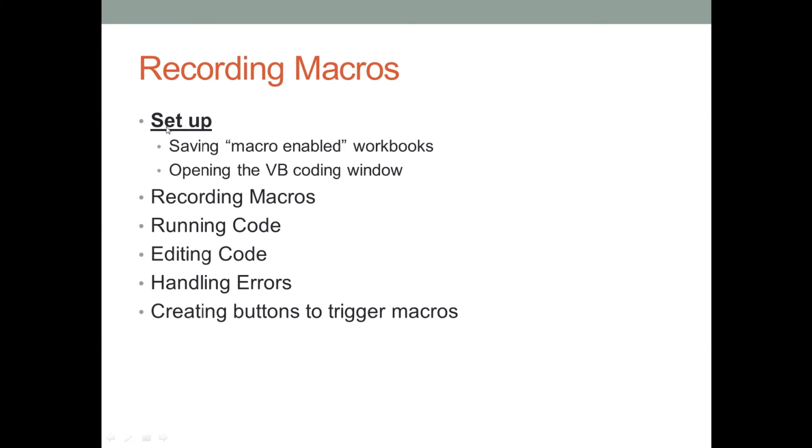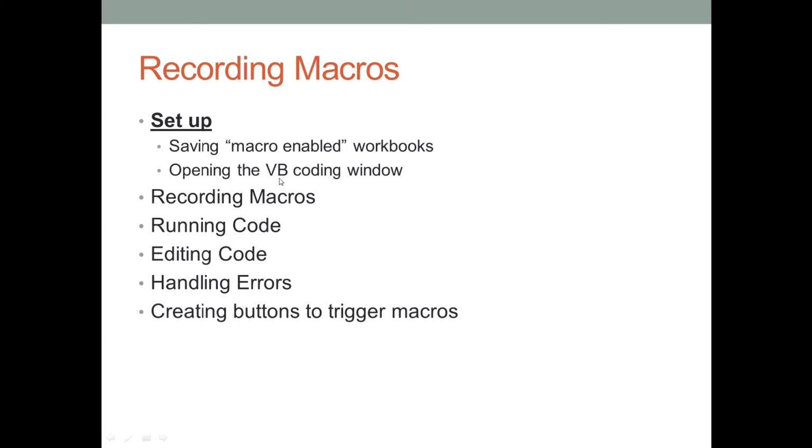Okay, so we're going to start by looking at the setup. We have to now save our Excel workbooks a little differently than we have in the past. And I'll want to walk you through what that means. Essentially, when we save our workbooks after recording a macro, we need to save them macro enabled. It's a really simple step, but it's a must.